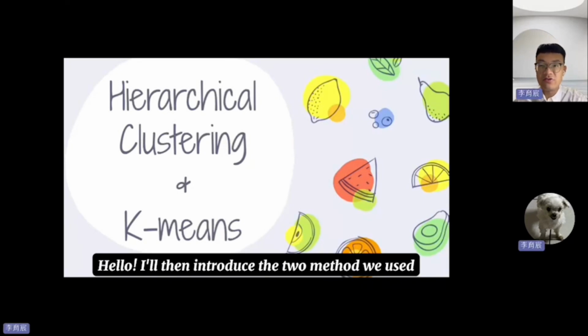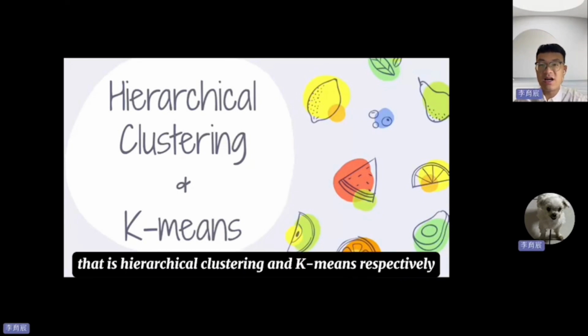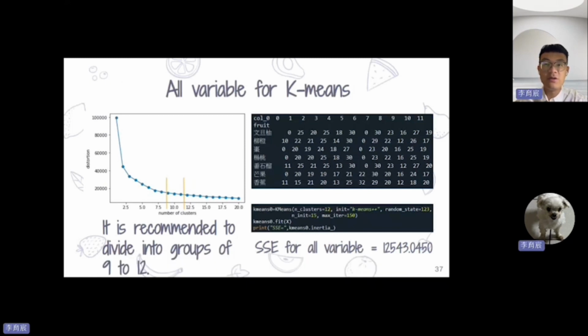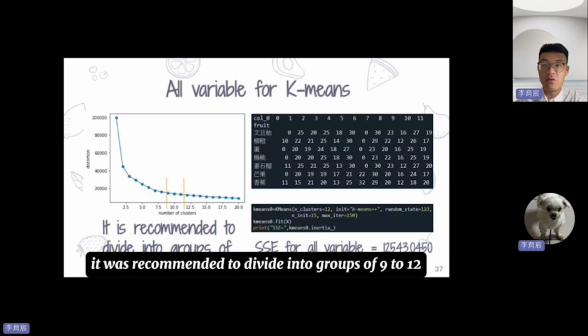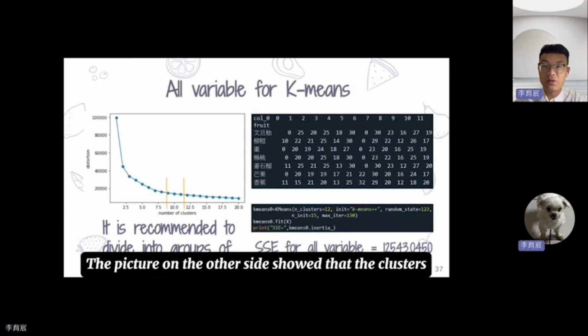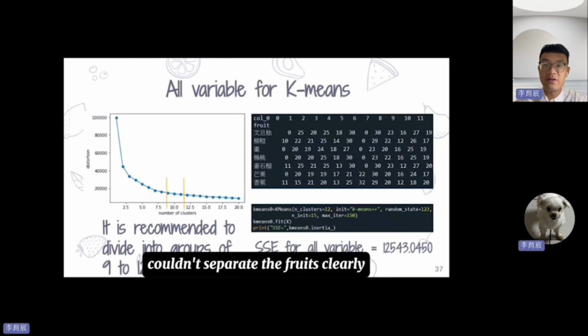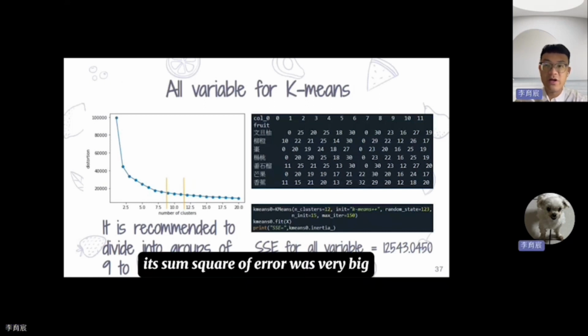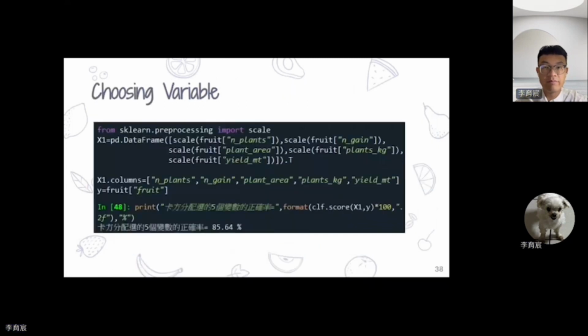I'll then introduce the two methods we used, that is hierarchical clustering and k-means respectively. Here is the result of all variables for k-means. At first, let's take a look at this picture on the left. It was recommended to divide into groups of 9 to 12, and I chose to divide into 12 clusters. The picture on the other side showed that the clusters couldn't separate the fluid clearly. As a result, its sum of square error was very big.